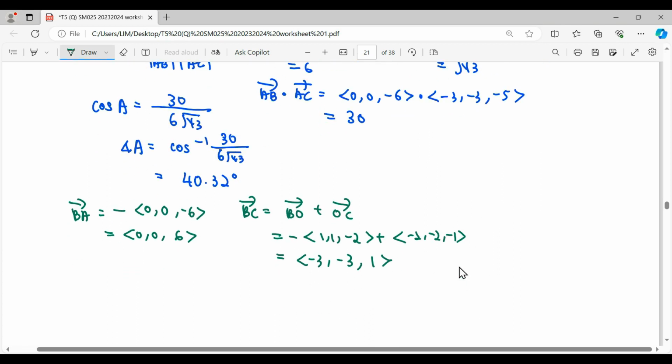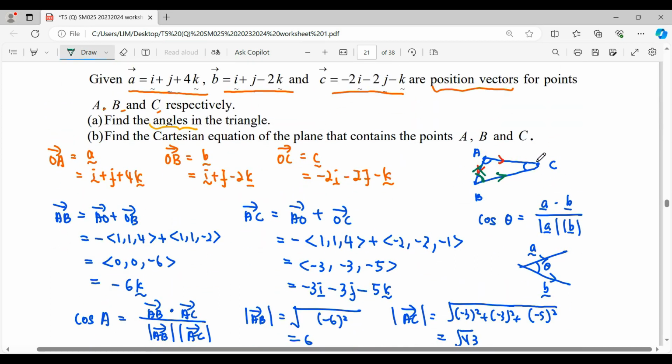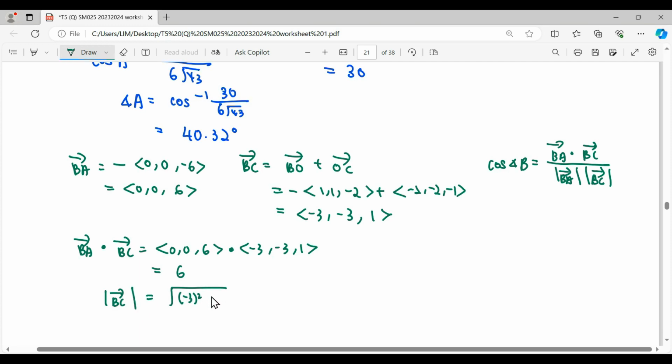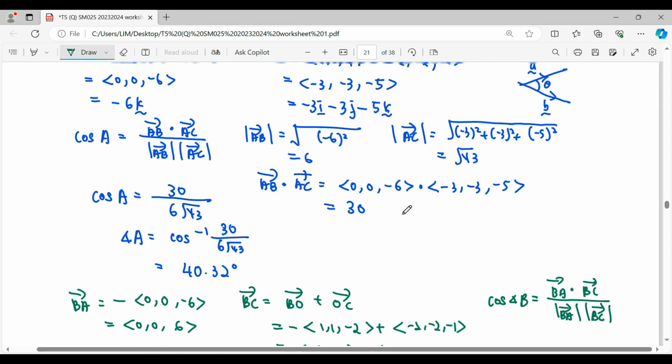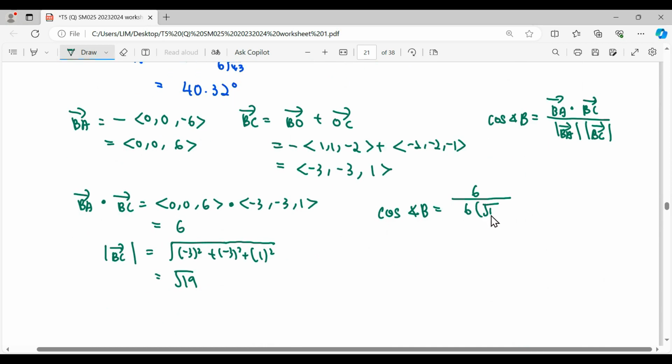So to find the angle of B, it will be BA dot BC, divided by magnitude BA and magnitude BC. For BA dot BC, it will give us 6. Meanwhile, magnitude BC will be the square root of x square, y square and z square. Lastly, cos angle B will give us 6 over magnitude BA, which is already found. Magnitude BA and magnitude AB are the same, which is 6, then times square root of 19. So for angle B, shift the cos to the right hand side, and then we find it using a calculator.